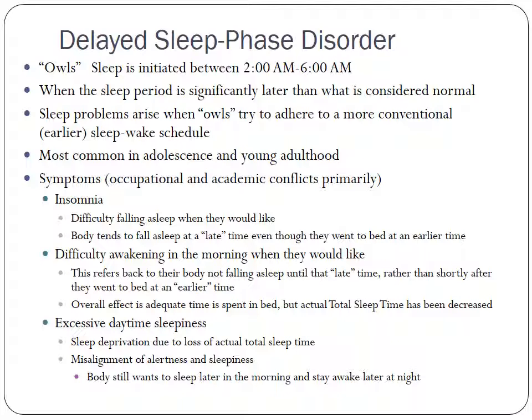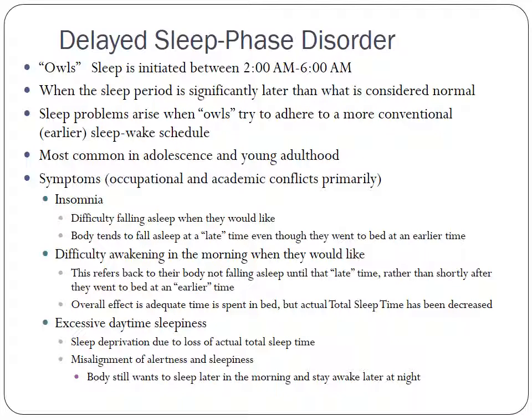Symptoms include insomnia. They have difficulty falling asleep when they would like. The body tends to fall asleep at a later than desired time, even though they went to bed at an earlier time. A good example is your adolescent who you make go to bed at 9 o'clock, but their body does not let them fall asleep till 11:30 at night. That's just the way their body is set during that time in their life.